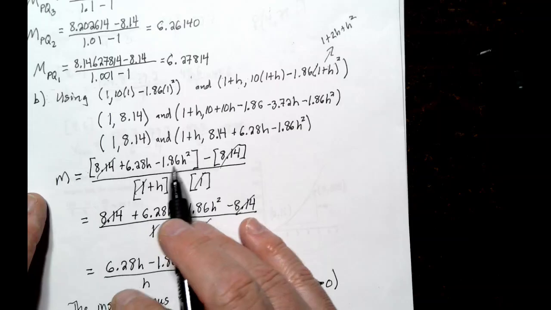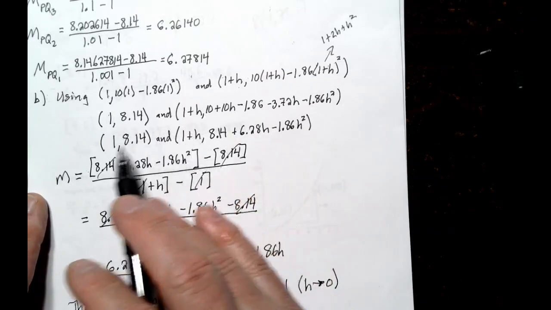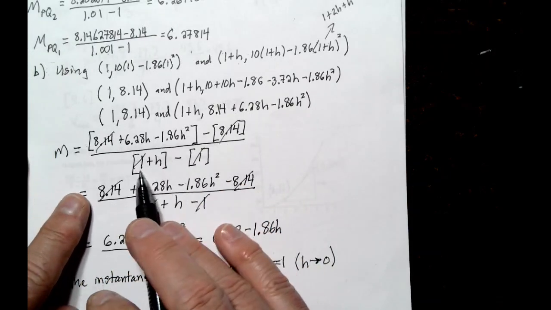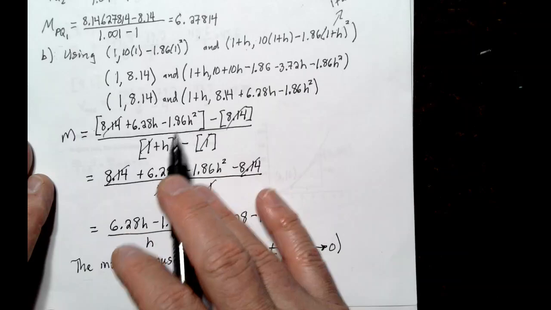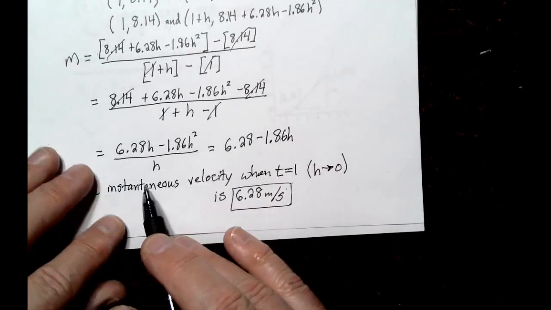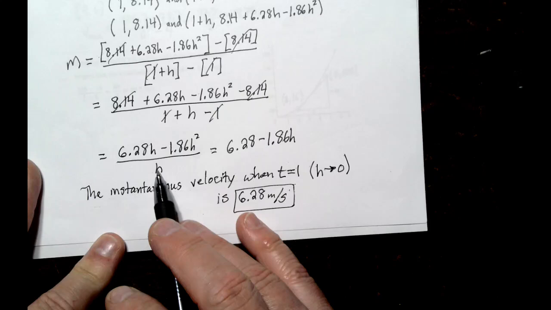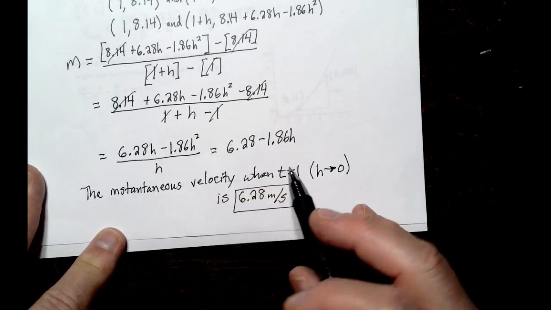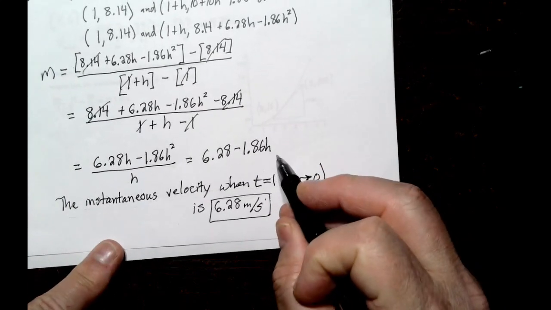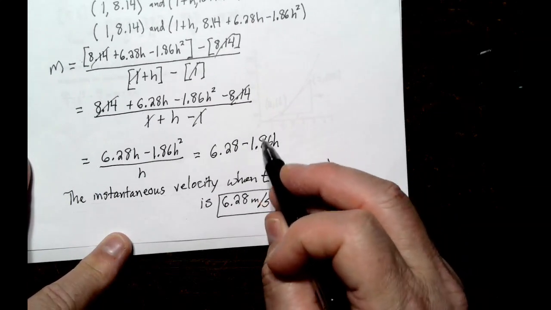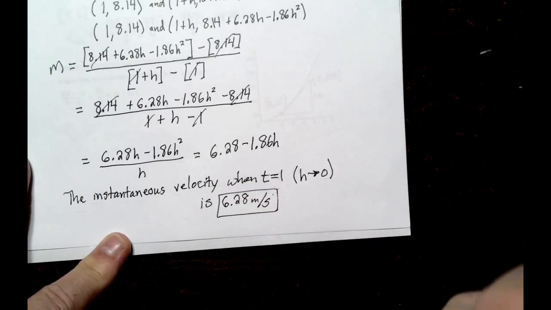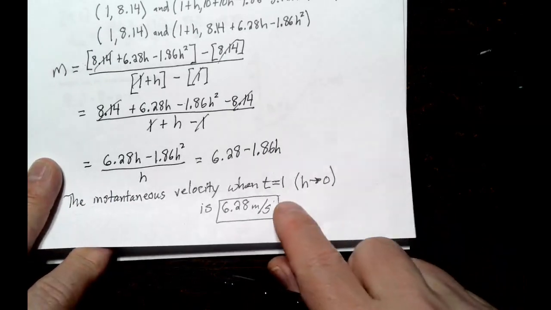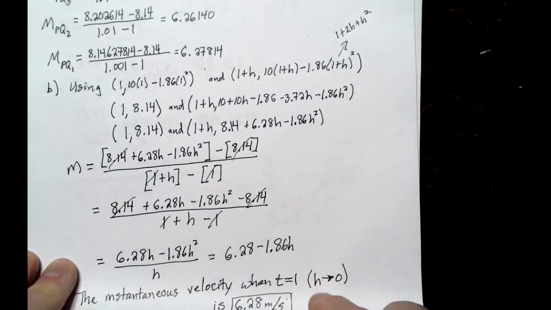So now you can just take the difference quotient, which is the difference of the y's over the difference of the x's. And notice your 8.14's go away, your 1's and minus 1's go away, and you just have this expression over h, which is what you should typically end up with if you're doing it correctly. And you divide h into each one of those and you get just 6.28 and 1.86h. Now if you let h become 1 millionth, 1 billionth, 1 trillionth, this number becomes meaningless and your answer is just going to be 6.28, which is your instantaneous velocity at t equals 1.